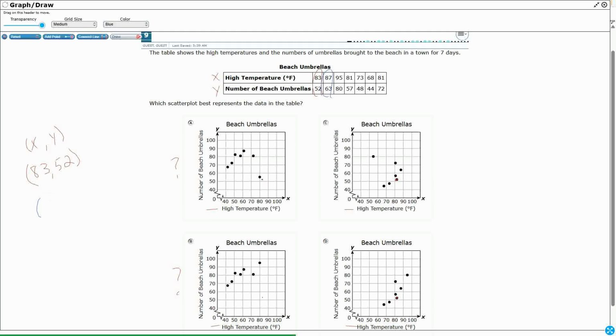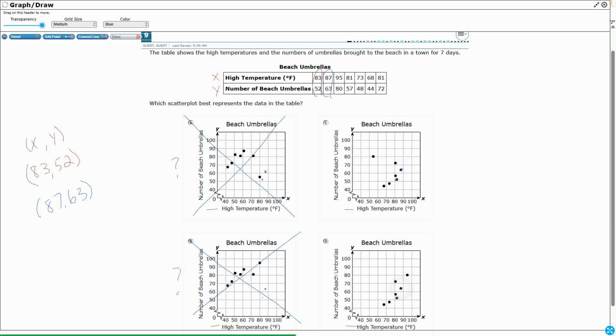All right, so I've got an X of 87, a Y of 63. So 87 is going to be closer to 90. 63 is going to be right around here. All right, let's just get rid of A because neither of the first 2 points mapped. And 87 and 63 is going to be right around here. Once again, B is gone. So A and B are out. We're stuck with C and D. Let's see, 87 is my X. 63, okay. Looking pretty good there.